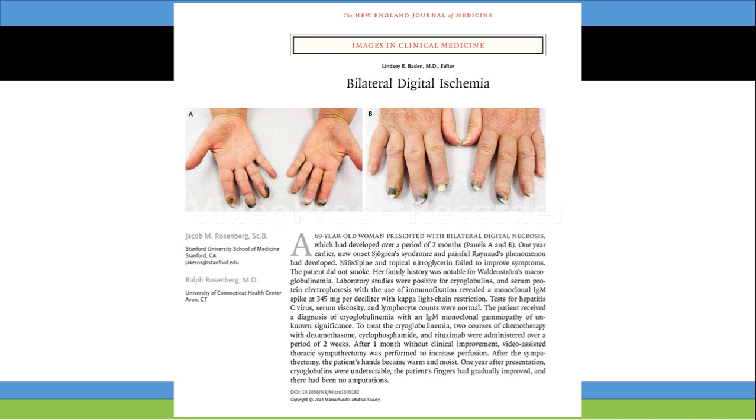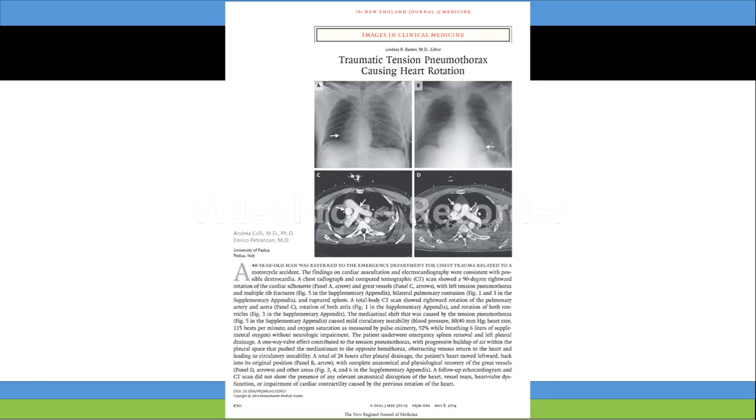So please remember that most of you are seeing many good patients, many good radiographs and interesting cases, if not every day, then every week. You need to understand that many of these patients are worth reporting. So please gear yourself up and start writing. Now look at this image: traumatic tension pneumothorax causing heart rotation.